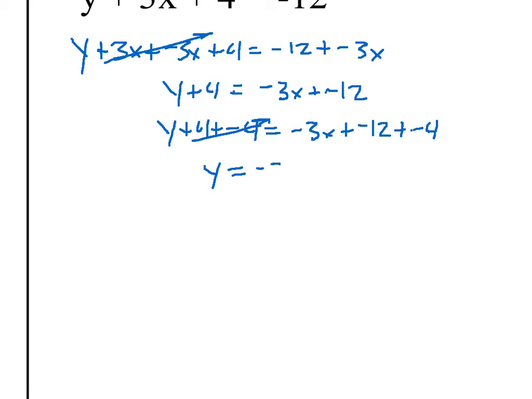Negative 3x can't be combined, so it's going to stay. Negative 12 plus negative 4 is negative 16. So our slope of this equation is what? It's not 3 over 1, it is negative 3 over 1. And our y-intercept, 0, negative 16.